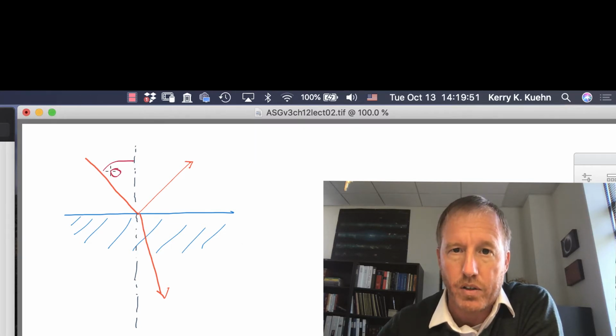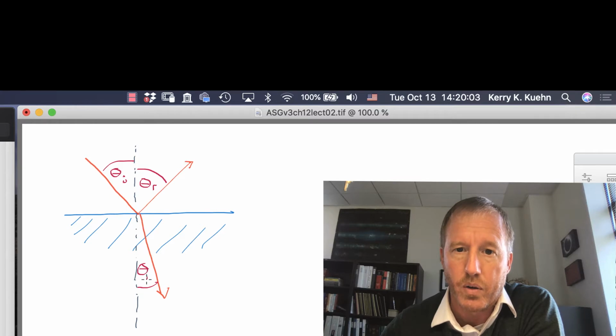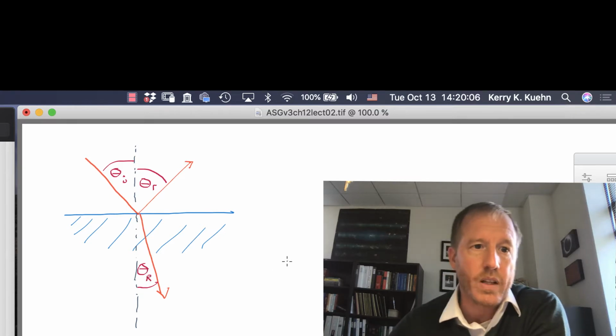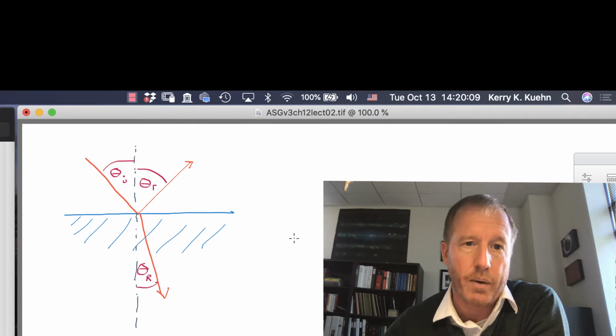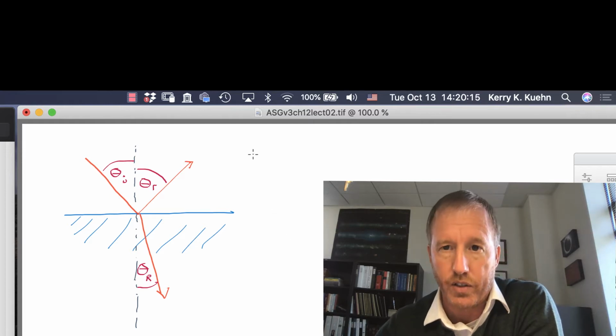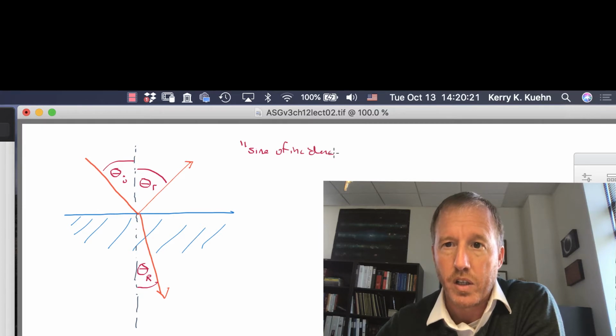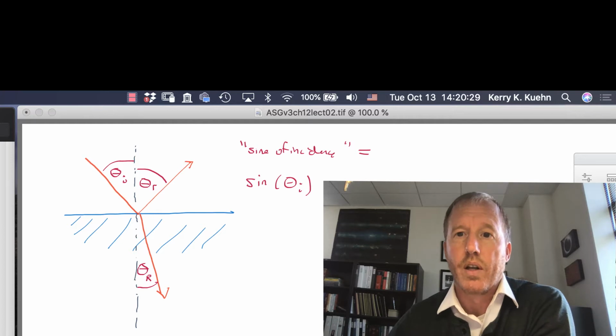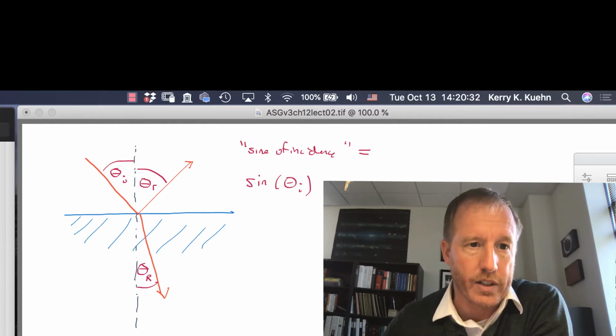I'll put a theta sub I for angle of incidence. This would be the angle of reflection. I'll put theta sub R. And here would be the angle of refraction. I'll put theta sub capital R for refraction. And here in definition 6, he's merely mentioning that when he talks about the sign of incidence, he means the sign of the angle of incidence. And likewise with sign of reflection and sign of refraction.